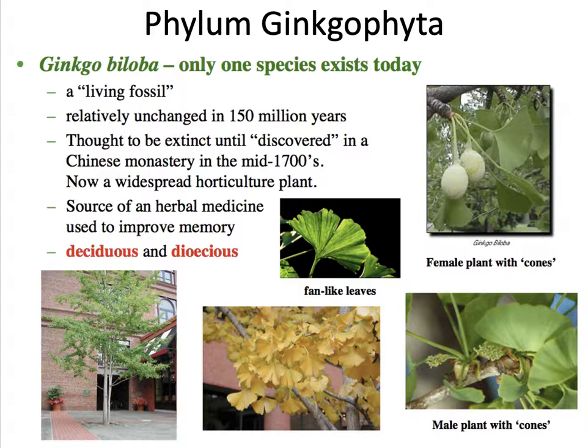Ginkgo is both deciduous and dioecious, so it has male and female plants. And we only plant the males because the male cones don't have a bad aroma like the female cones do. The female cones, when they're mature, smell like a dead body, which is thought to help with dispersal because some animals are drawn to that smell. But female plants are rarely planted. There is one planted at the UC Berkeley campus if you ever want to check it out.